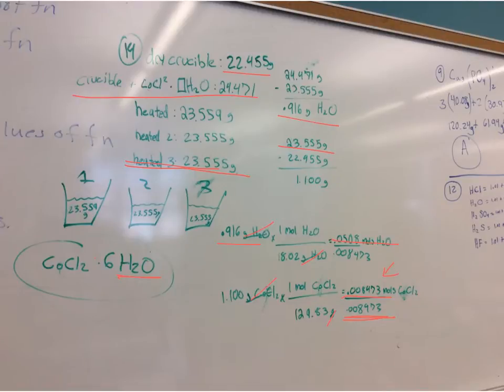And then you divide 0.0508 moles H2O by 0.008473 moles cobalt-2 chloride, and you get 5.99, which you round to 6, and then you get your answer of cobalt-2 chloride dot 6H2O.